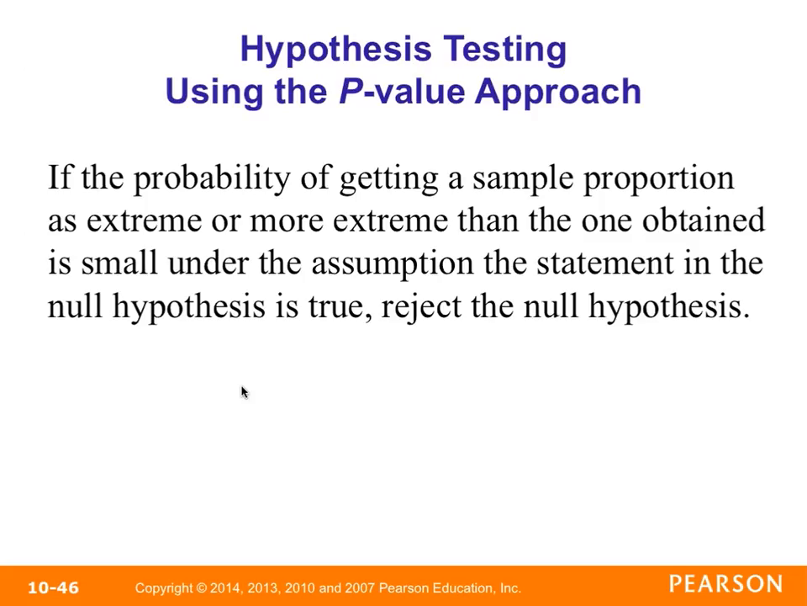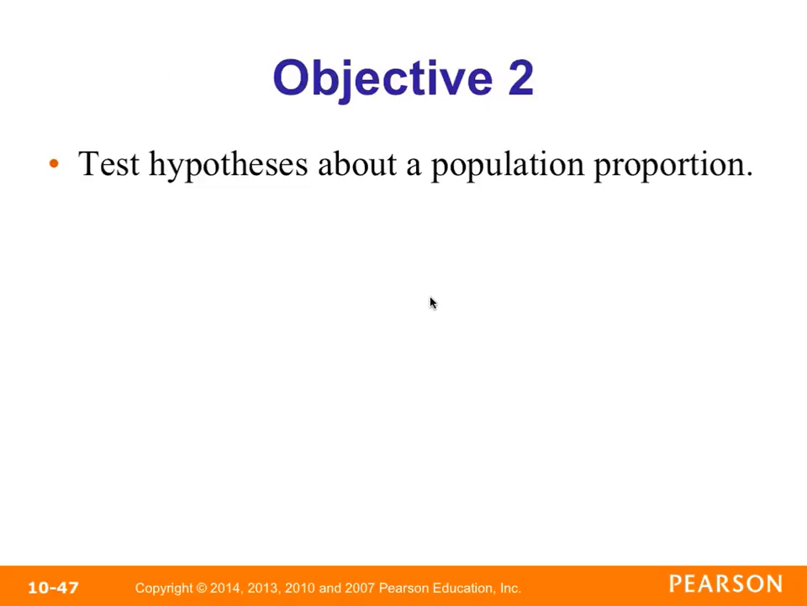Now, with the p-value approach, you already have an alpha set. Okay, we talked about alpha, the probability of getting a type 1 error. So if the probability of getting your sample proportion as extreme or more extreme than the one obtained is small, then you're going to go ahead and reject the null hypothesis, okay? So we're always assuming that the null hypothesis is true, and then we're figuring out the probability of getting a sample proportion that is as extreme or more extreme than the one that we obtained. If that happens, and you have a very small value, then you're going to reject the null hypothesis.